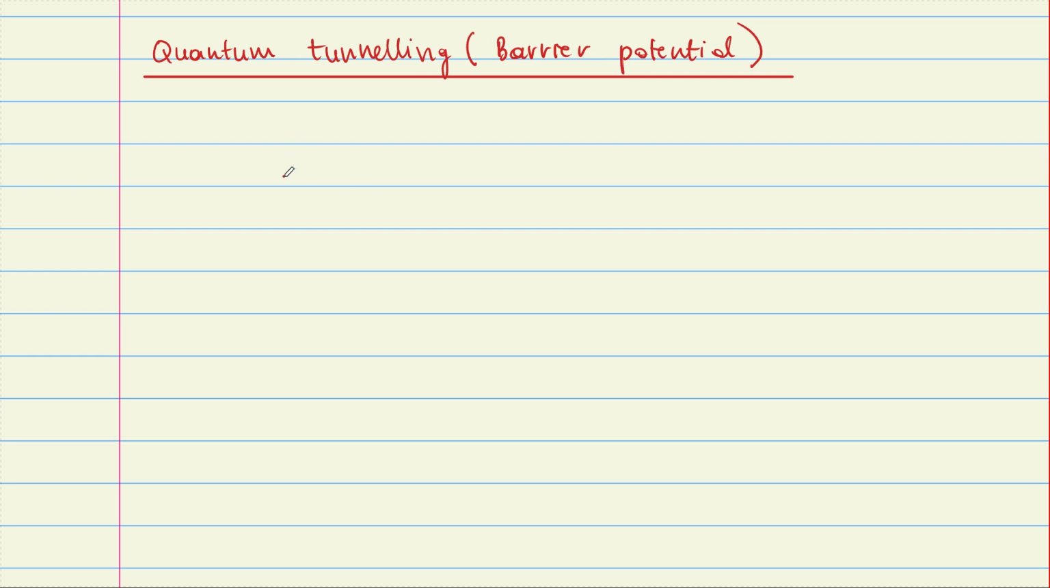So we have to specify U of x. So U of x in this case is going to be U naught if x is in between something like 0 and, let me call it a because it's easier to write, and 0 otherwise.